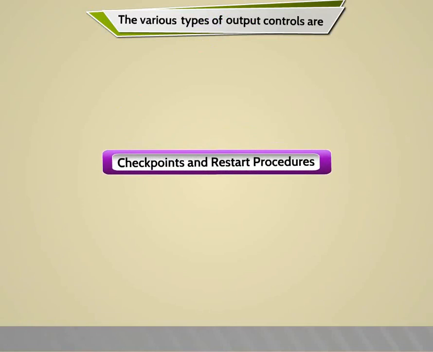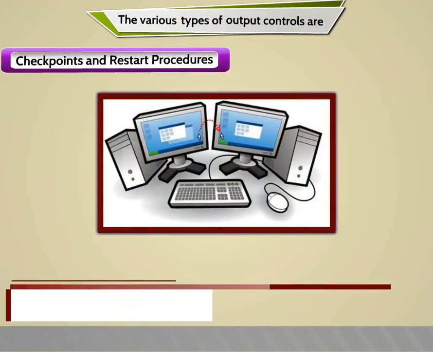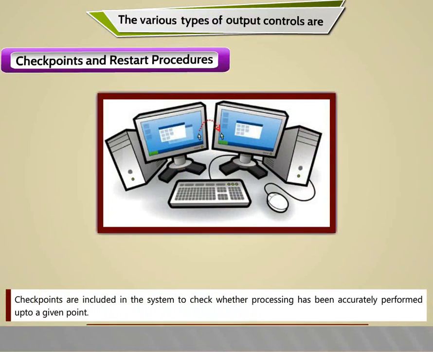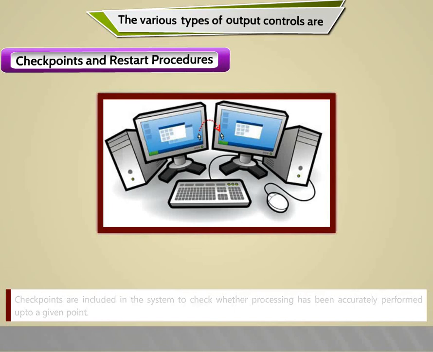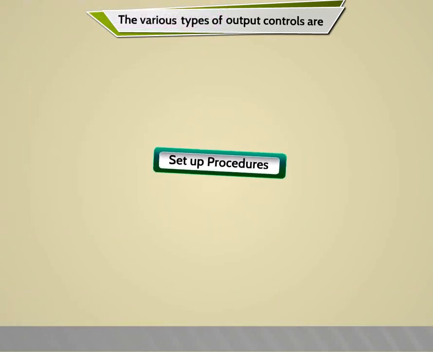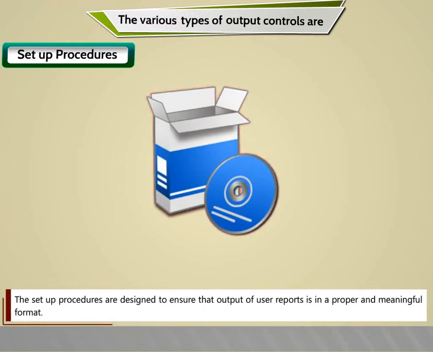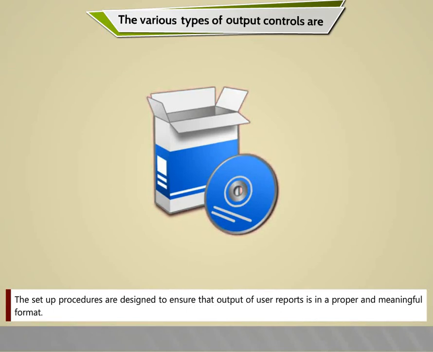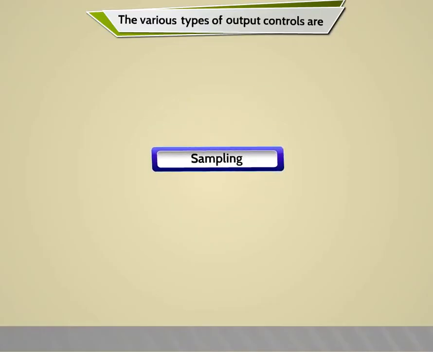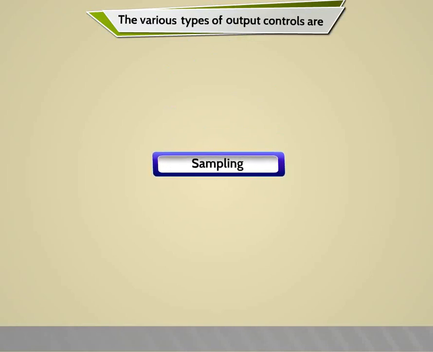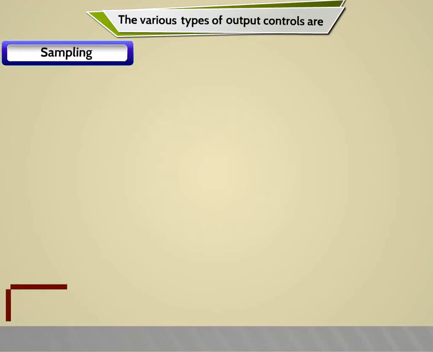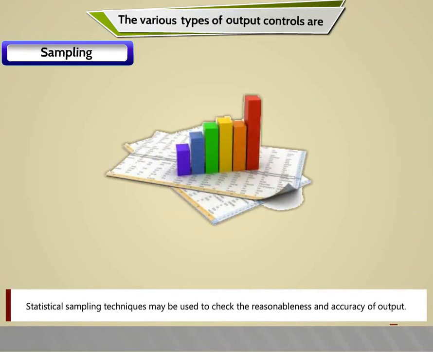Checkpoints and restart procedures. Checkpoints are included in the system to check whether processing has been accurately performed up to a given point. Setup procedures. The setup procedures are designed to ensure that output of user reports is in a proper and meaningful format. Sampling. Statistical sampling techniques may be used to check the reasonableness and accuracy of output.